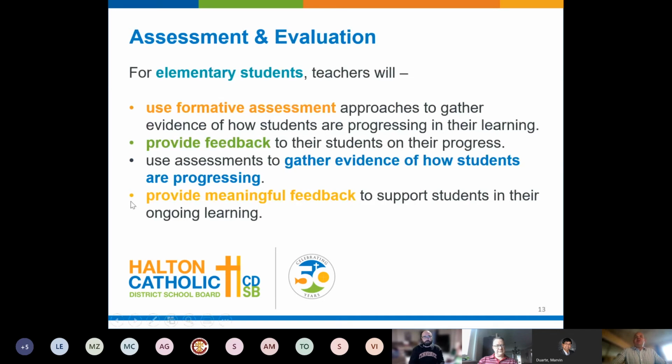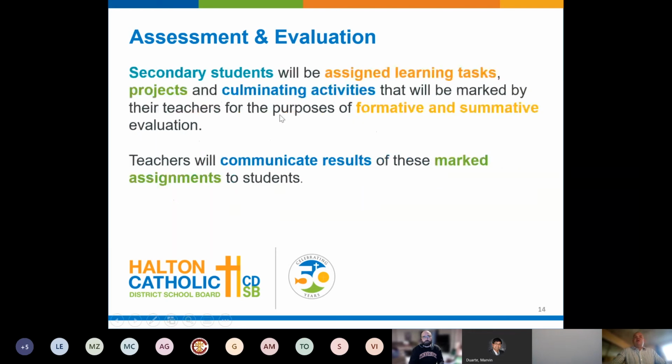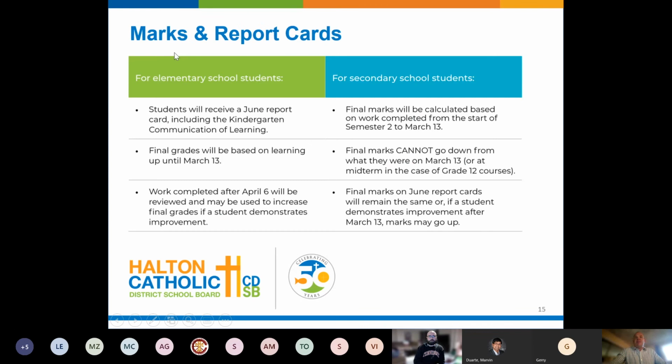So for elementary students, teachers will be using formative assessment, providing feedback to students on their progress, using assessments to gather evidence of how students are progressing, and providing meaningful feedback to support students in their ongoing learning. For secondary students, they'll be assigned learning tasks, projects, and culminating activities that'll be marked by teachers for the purpose of formative and summative evaluation. And teachers will communicate results of these marked assignments to students.